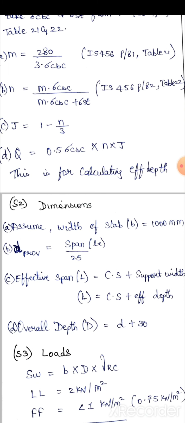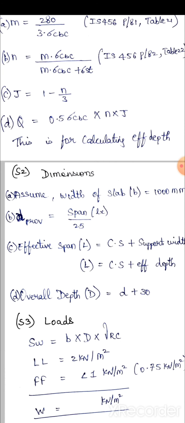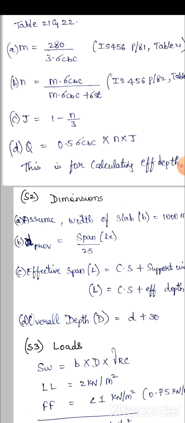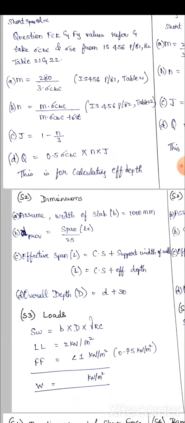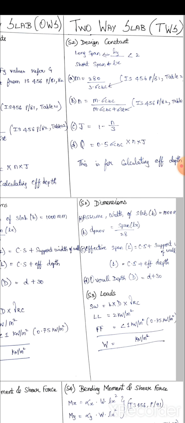Next formula J equal to 1 minus N by 3 and Q equal to 0.5 into sigma CBC into N into J. So this is used for calculating effective depth. Same goes to two-way slab. Design constants are same for one-way and two-way slab.